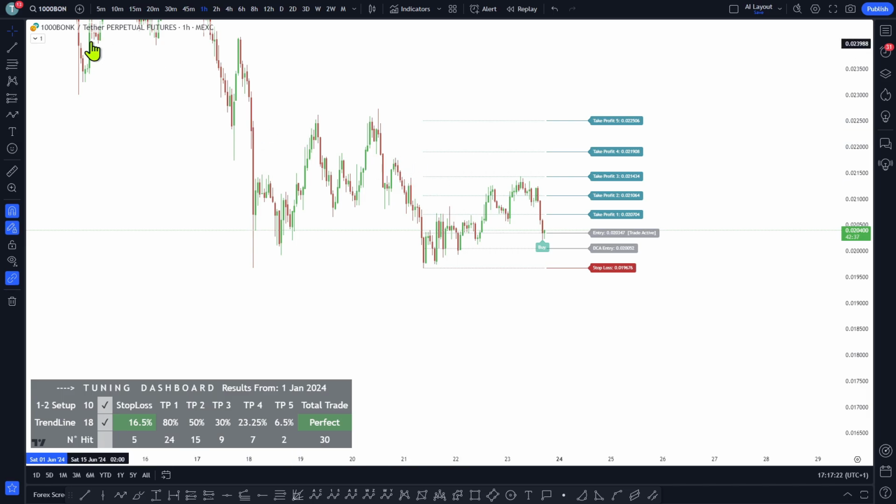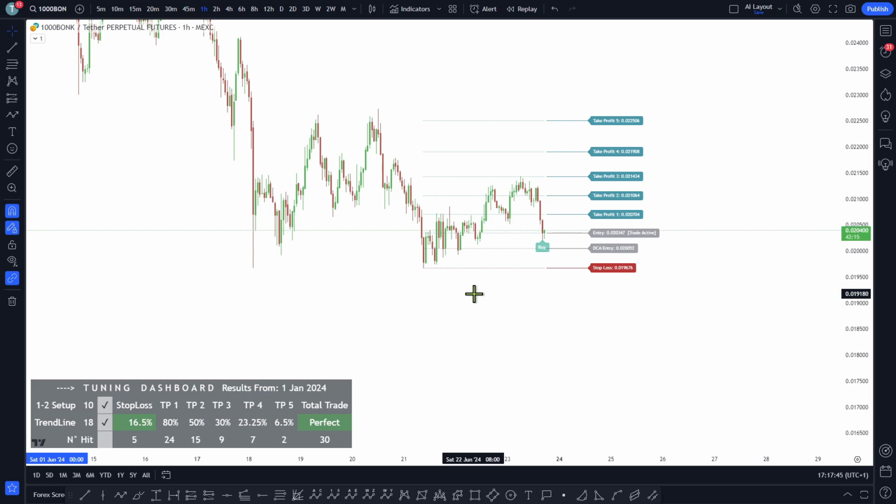In this case, I have Bonk USDT on MACD, and I can see that with these specific settings for the 1-2 setup pivot of 10 and a trendline pivot of 18, I get 30 trades in 6 months time, of which 80% reach take profit target 1. And I can do this for every asset that I like to trade.